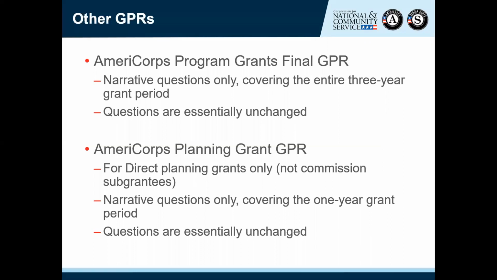Both include narrative questions only, and both cover the full grant period, which is typically 3 years for an AmeriCorps Program Grant and 1 year for an AmeriCorps Planning Grant. A quick reminder again that the Planning Grant GPR is only for National Direct or Tribal Planning Grants. Commission Planning subgrants are included in the Commission's regular Program Grant GPR.